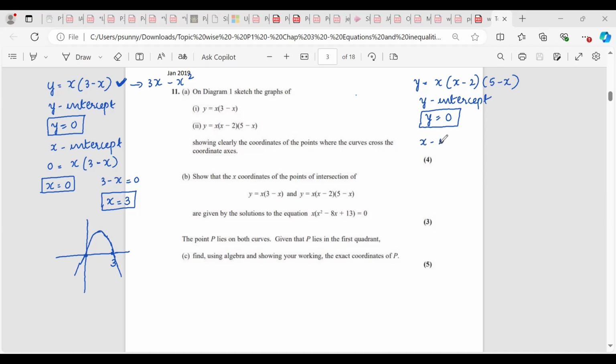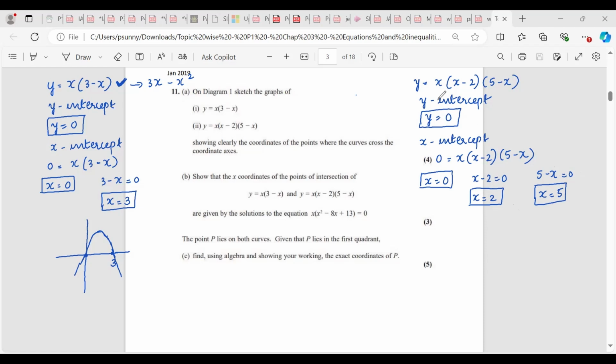Then you need to find out what the x-intercept is. To find the x-intercept, we substitute y as 0. So 0 equals x into x minus 2 into 5 minus x. In this case, equate each factor separately to 0. So x equals 0, x minus 2 equals 0, and 5 minus x equals 0. So we got x equals 0, then x equals 2, and minus x goes to the other side, positive x, so x equals 5. We have the x-intercepts as well.